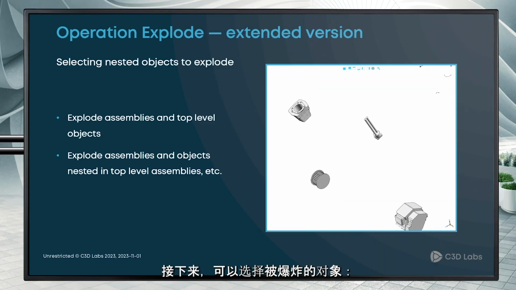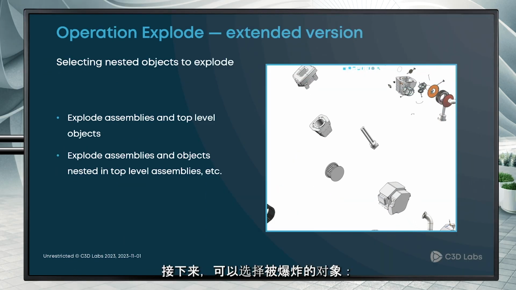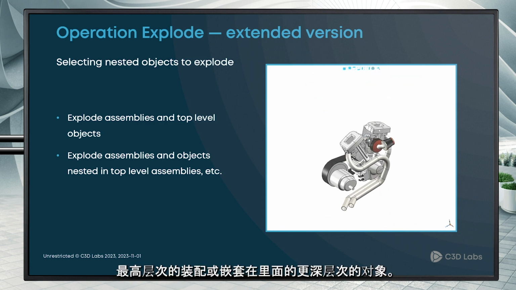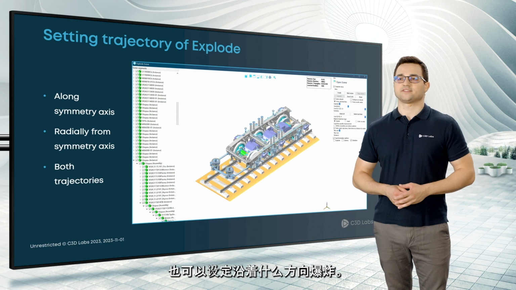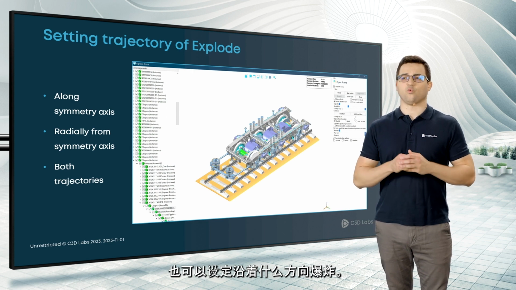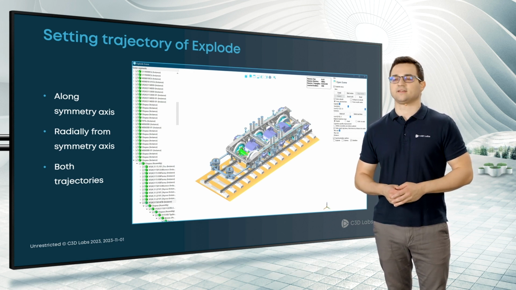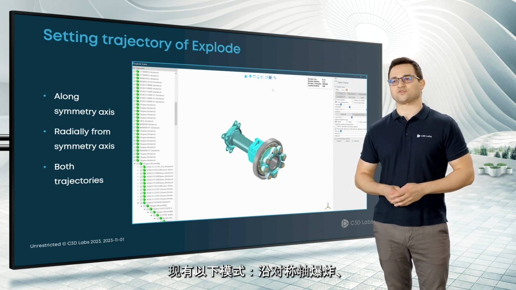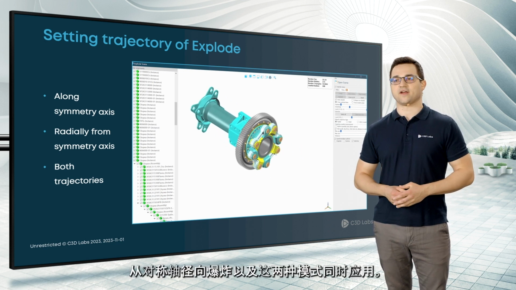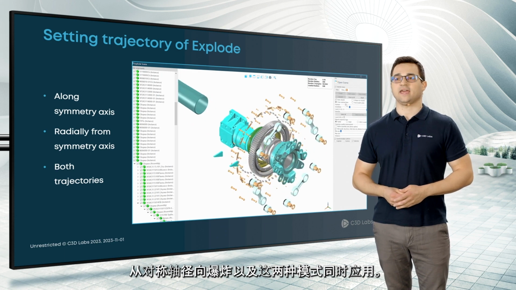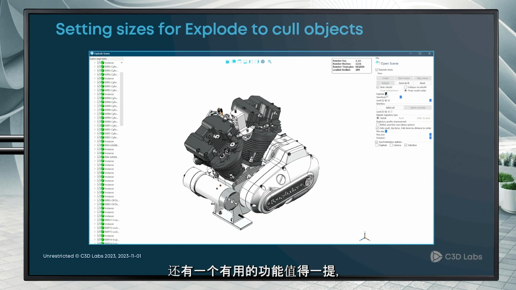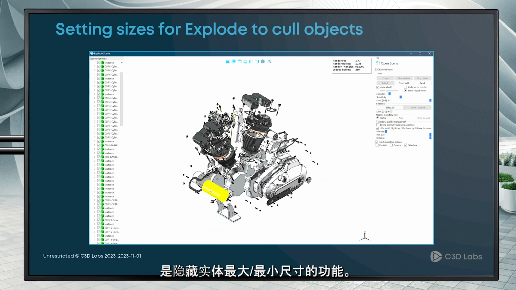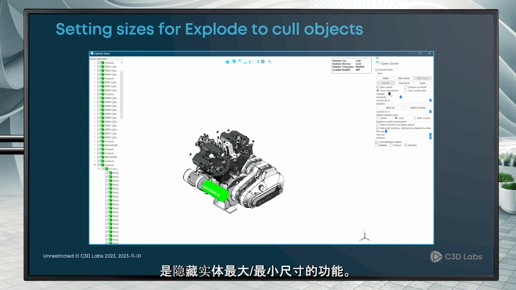Next, you can select which objects will be exploded: top-level assemblies or objects nested in these assemblies and deeper. It is also possible to set the mode of along what objects will be expanded. The following modes are available: explosion along the axis of symmetry, radially from the axis of symmetry, and both modes. Another useful functionality is worth mentioning, which provides the ability to hide the maximum and minimum sizes of bodies.